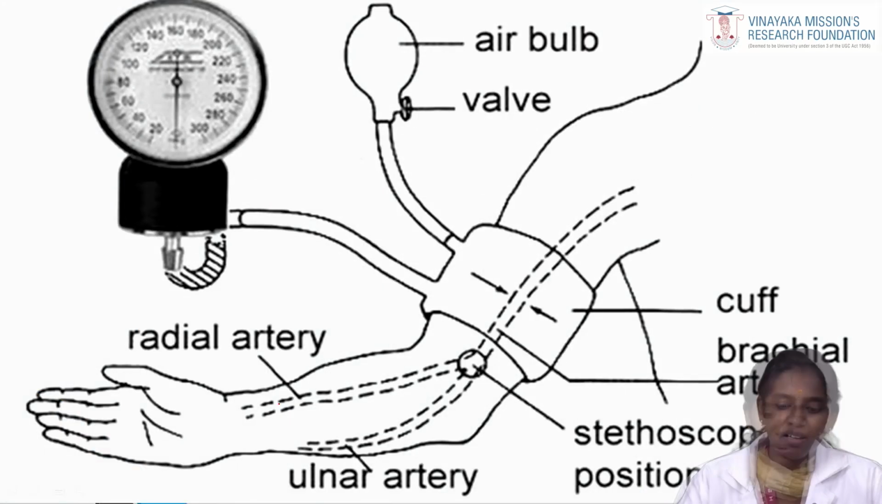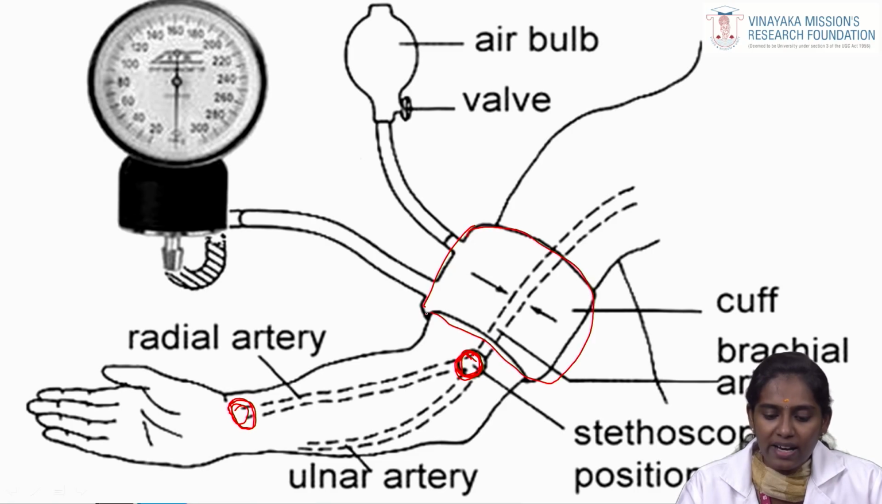Then this is the sphygmomanometer. This is the hand. Then this is the brachial artery. This is the radial artery. This is the brachial artery. For the palpatory method, you will use this radial artery, palpating with your finger. And here, this is the brachial artery. This is the point where we will check the pressure using the stethoscope, and the cuff will be tied here.